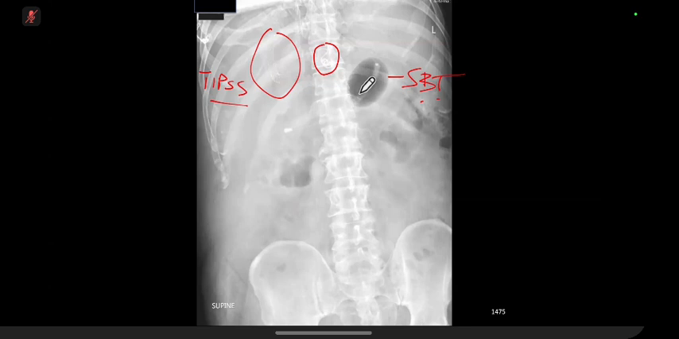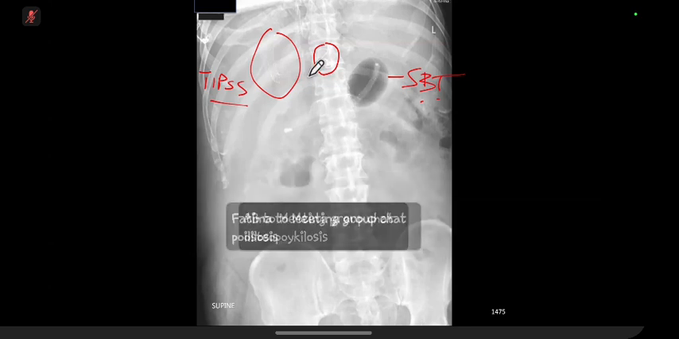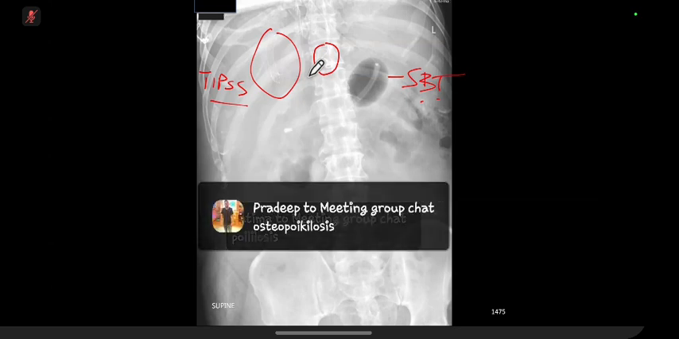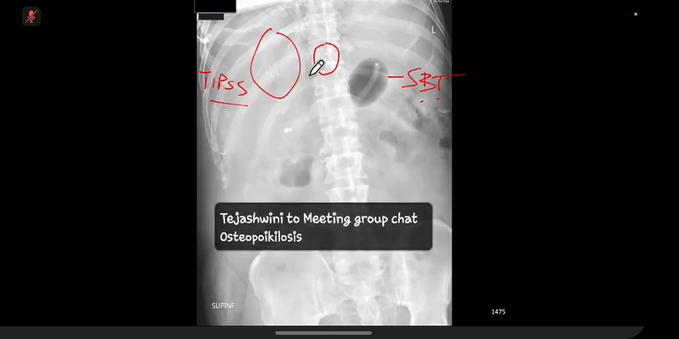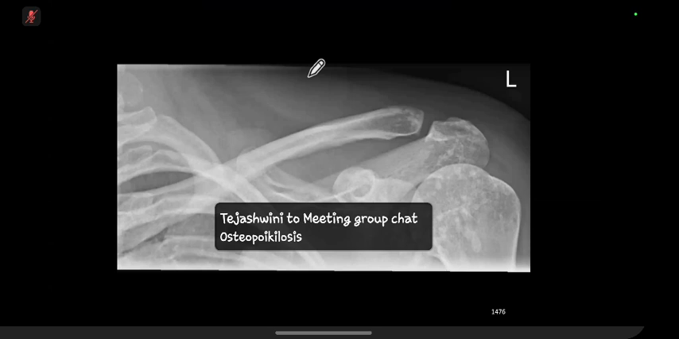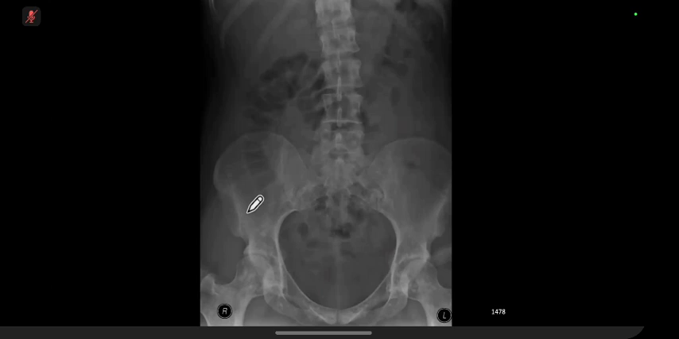Okay, what's the diagnosis? Osteopoikilosis. Yeah. Osteopoikilosis. Very classical around very large joints. It's present also in the sacrum, and it's also present in the apophysis, which is now fused in the iliac bones. Osteopoikilosis.